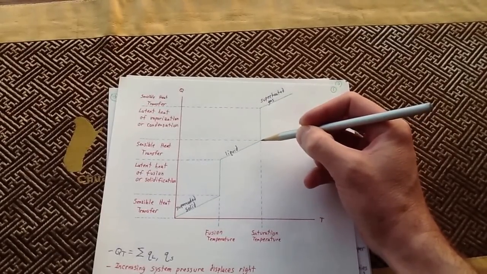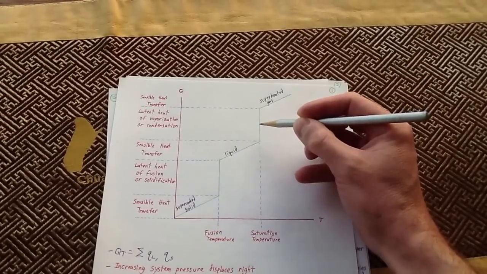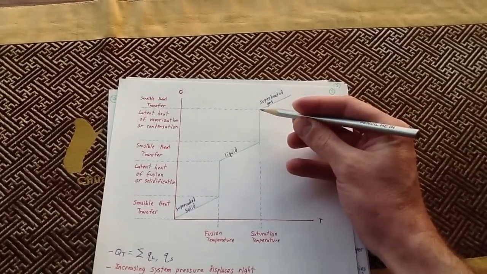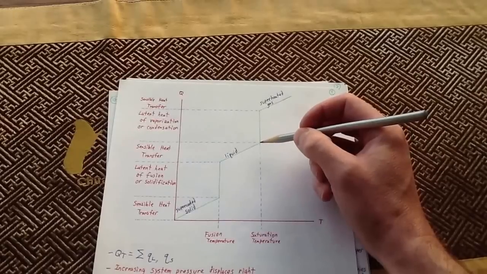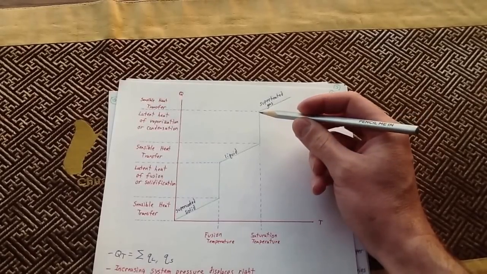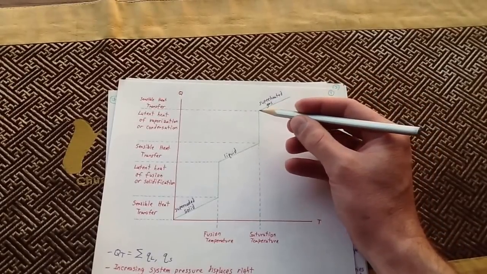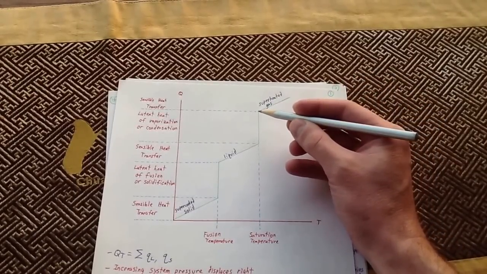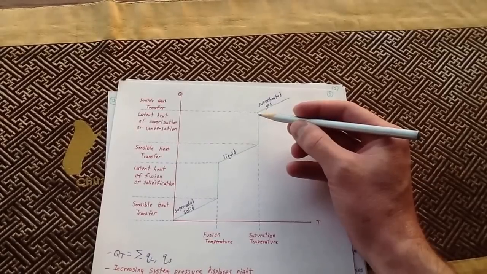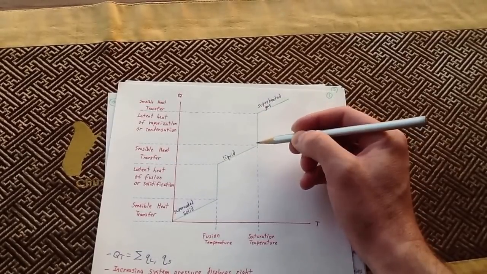Once it reaches its saturation temperature, continuing to add heat to it is going to cause it to gasify. And when it travels upwards on this heat versus temperature graph, that's called the latent heat of vaporization. Or if you have a saturated gas right here and you subtract heat away from it, that's then going to go through the latent heat of condensation.